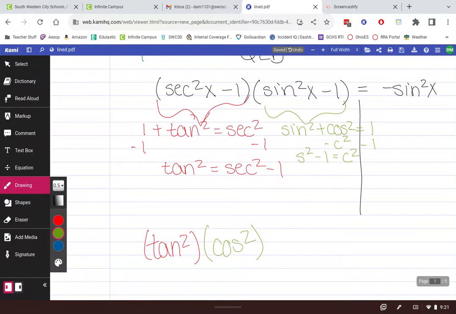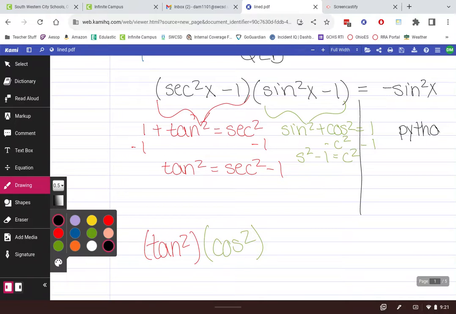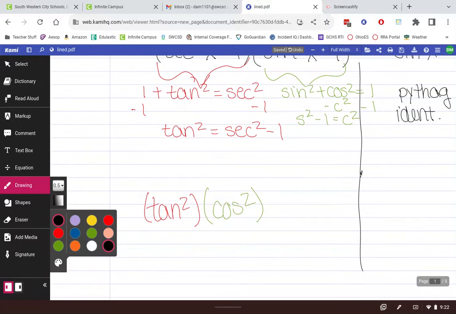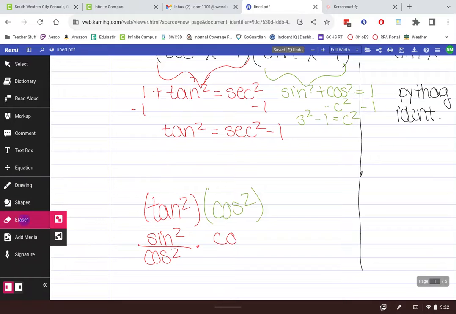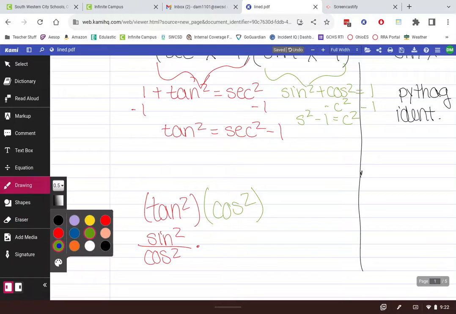Now, what I would write over on the side for my reasons would be, these are a bunch of Pythagorean identities. And I just did some basic algebra to get them in the format that I need them to be. Now, I've got tangent squared. I'm going to change that into sine squared over cosine squared times cosine squared over 1. Keep my colors consistent.